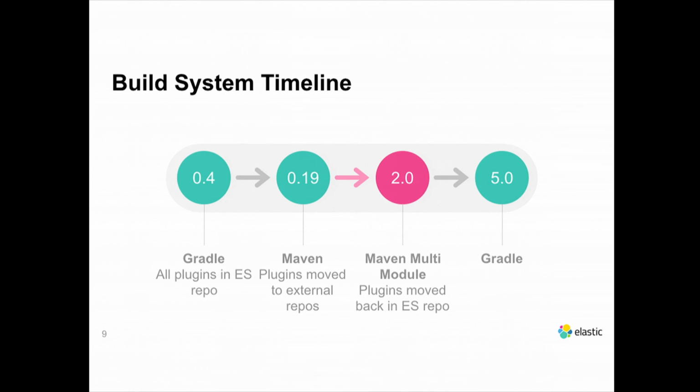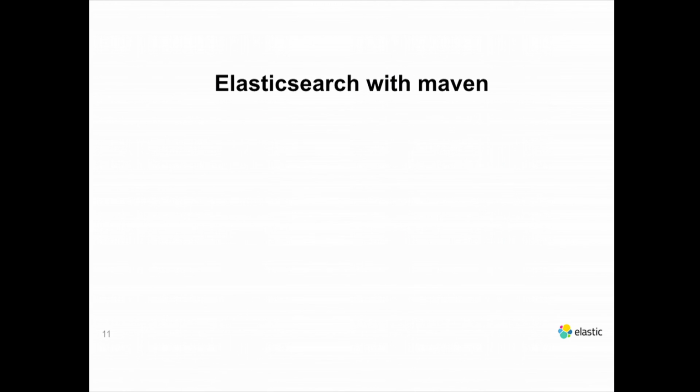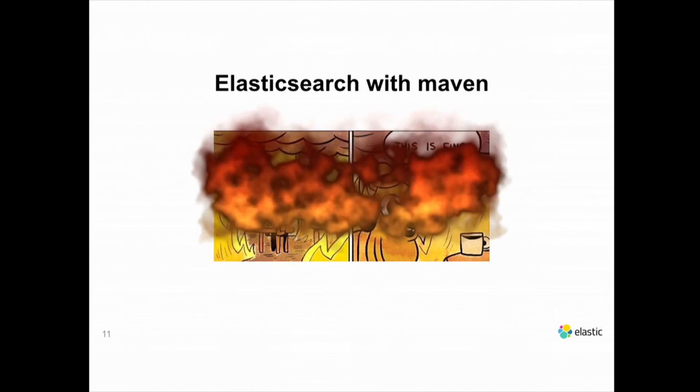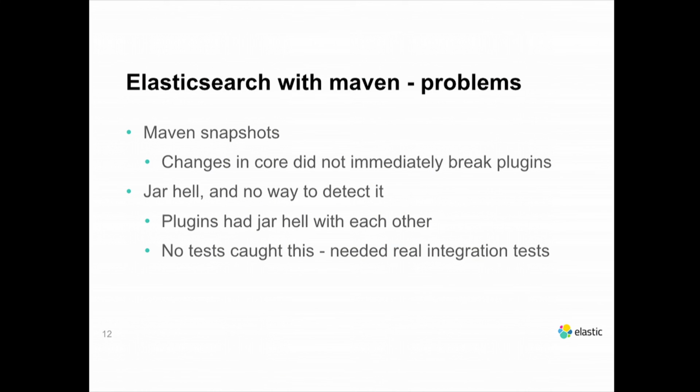This was okay for a while, and then when we started getting ready for 2.0, a lot of people thought that the build was kind of like this in Maven, but in actuality it was like this. So we had lots of problems. The people that liked Maven, it was great for them, but for the rest of us, it was problem-ridden. So what are those problems? Well, the snapshots were the main problem.